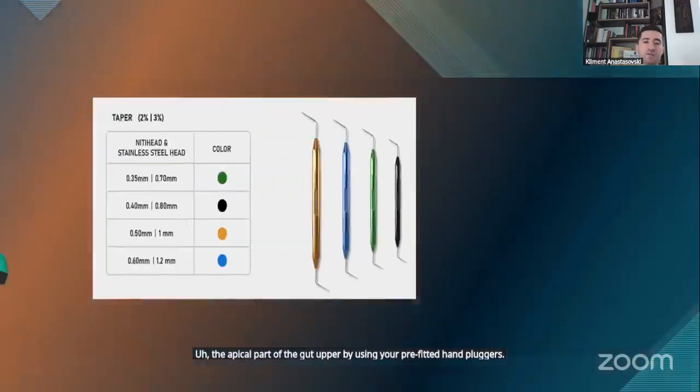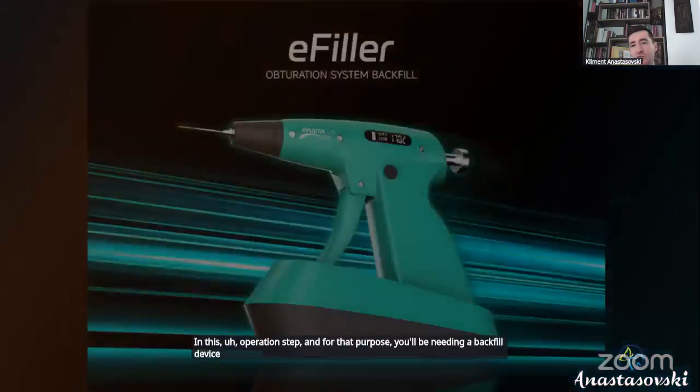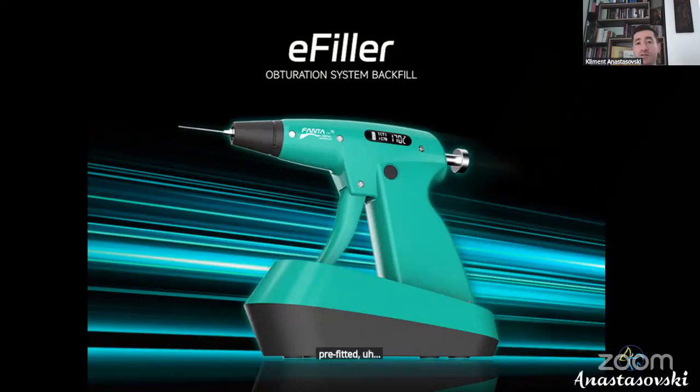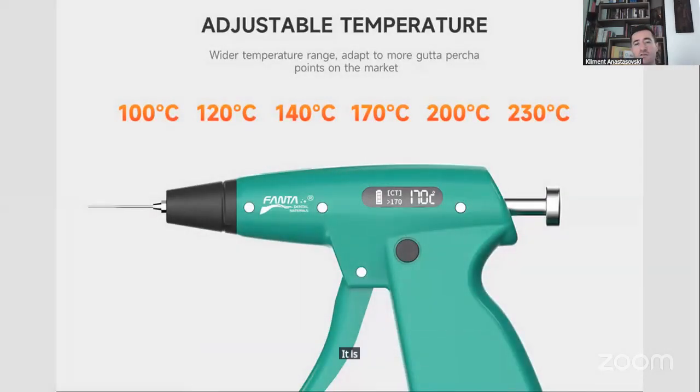And after you do that, then you go with the backfilling in this obturation step, and for that purpose you will be needing a backfill device and also the same pre-fitted pluggers that you have chosen before starting the obturation. This is the Tt obturation system backfill given to us from Fanta Dental Materials. It is also wireless. There is no cord here.